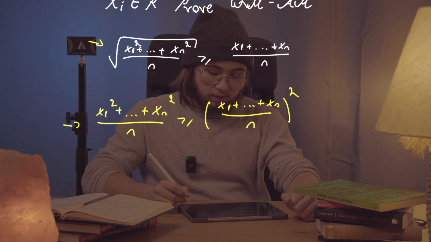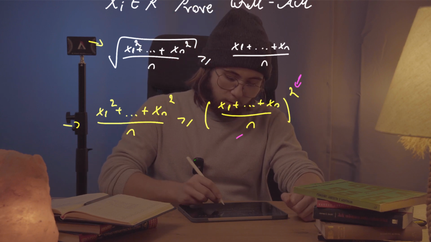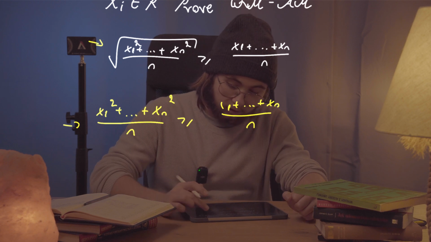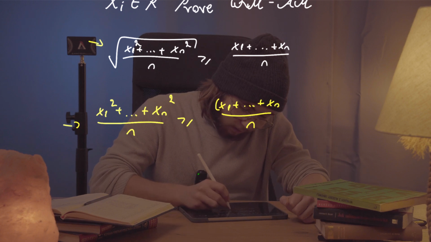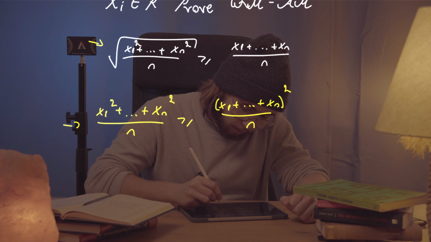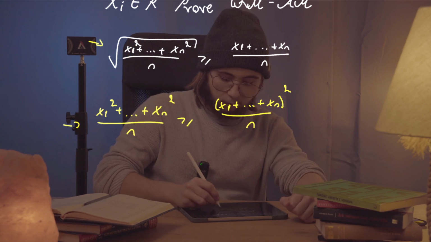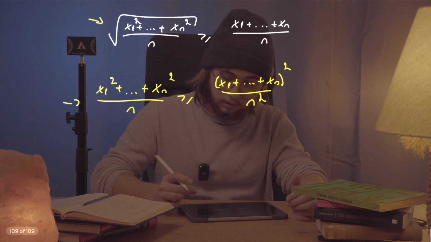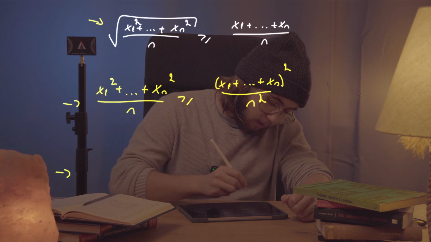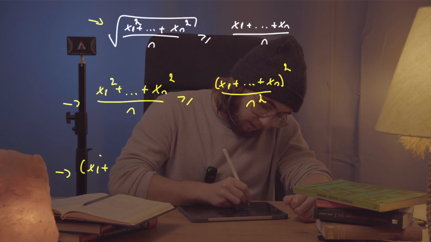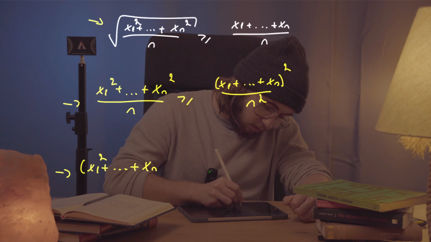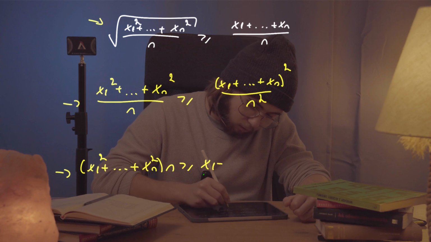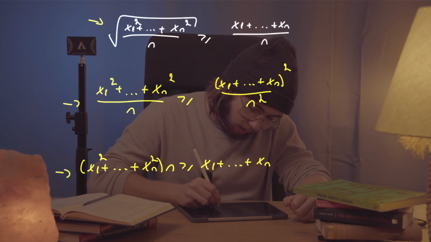But now what we can do is distribute this second power both to this n and this sum right over here. So we rewrite this entire statement as the sum of those x's to the second power divided by n to the second power. And what we can do now is multiply both sides of this inequality by n squared. And so after doing that, we will get on the left hand side of this inequality the sum of all squares of those positive real numbers multiplied by n, that is greater than or equal to the squared sum of all of our xi's.